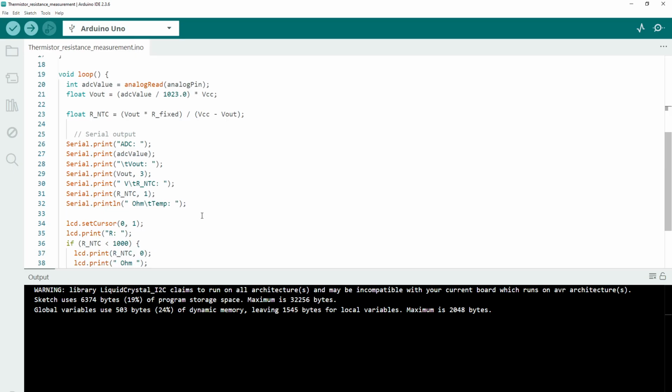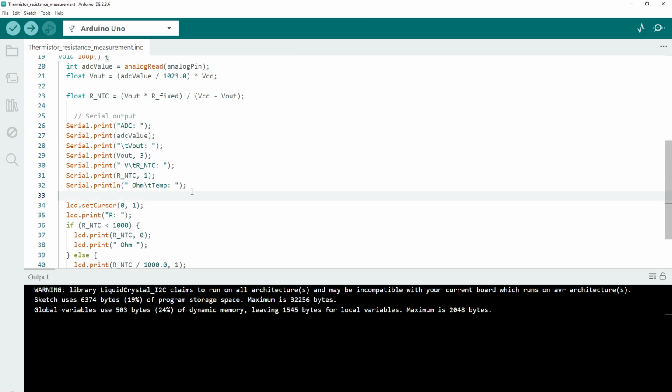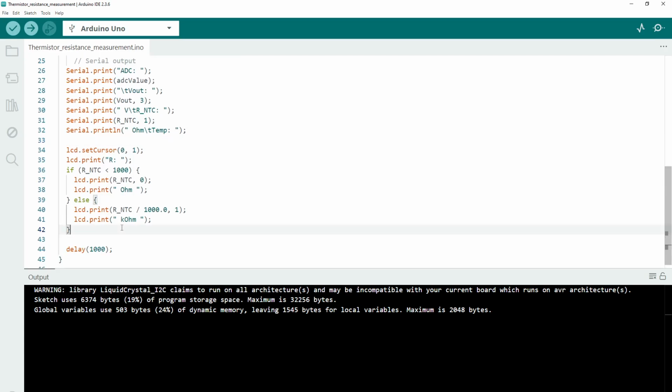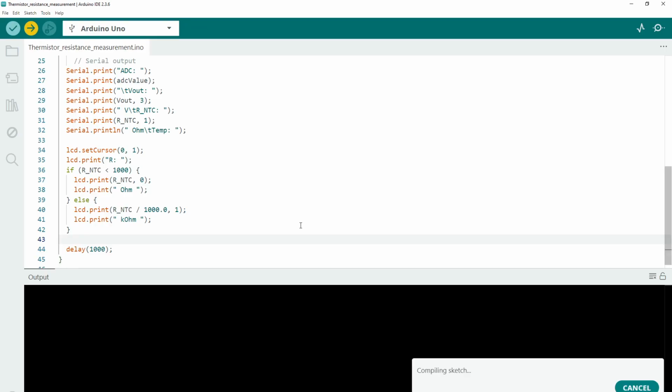Now in the void loop we read the analog pin voltage, and based on that we determine the voltage across the fixed resistor and compute the current within the circuit. The voltage across the thermistor divided by the current gives you the resistance of the thermistor. Once we get the resistance, we use the serial print command to print it on the serial monitor, and we use these commands to print it on the LCD screen. So why don't we execute this particular code once.